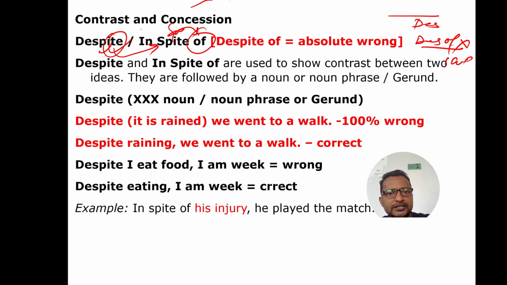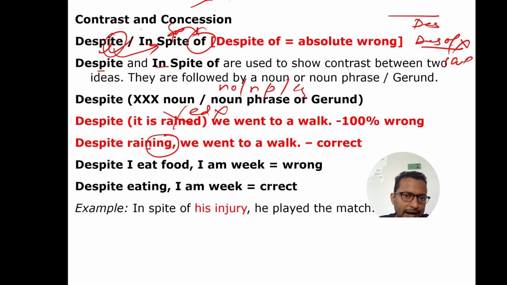The application is the same. After despite and in spite of, either a noun phrase or a gerund will follow. For example, despite raining, we went for a walk. Despite raining, see, this ing form of verb is acting as a gerund. You cannot write "despite it is rained". No, this ed form of verb cannot come. So despite will follow either a noun, noun phrase or gerund. Despite raining, we went for a walk.